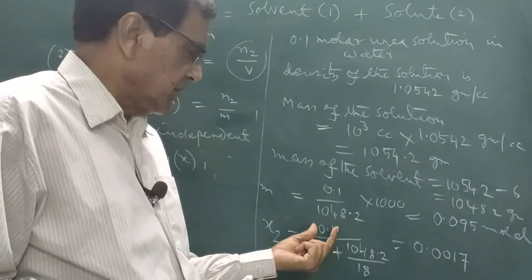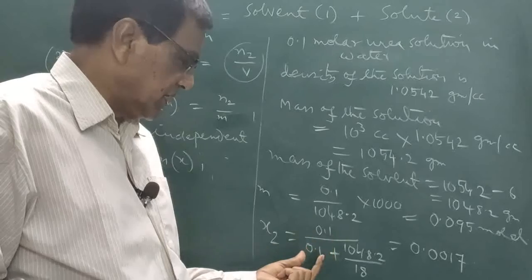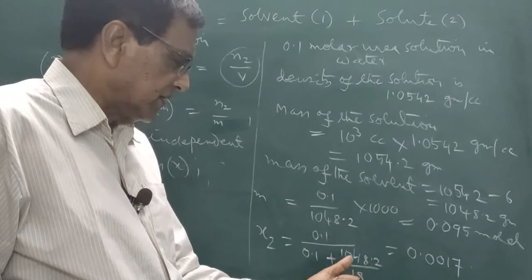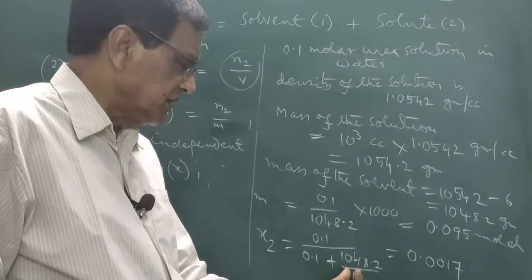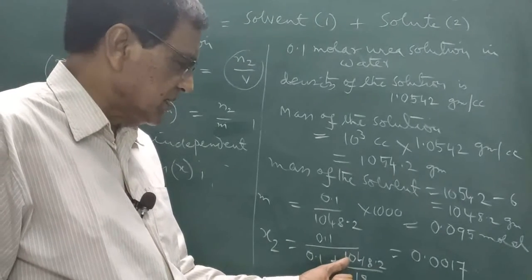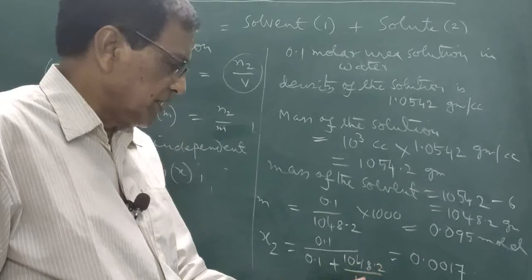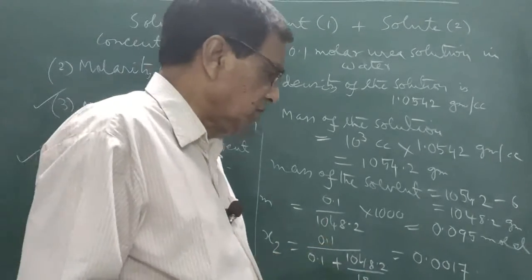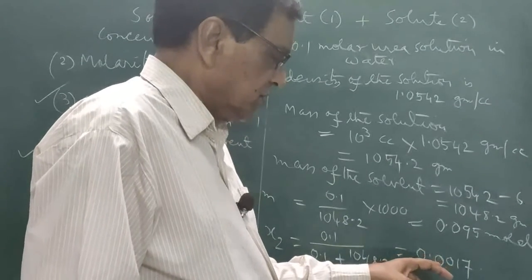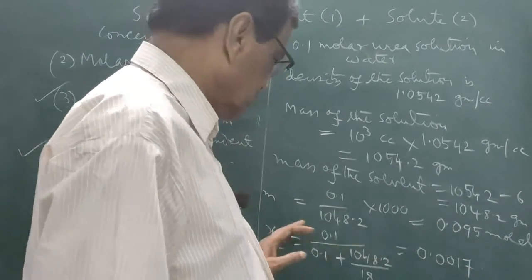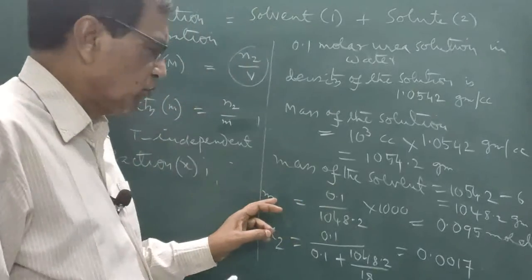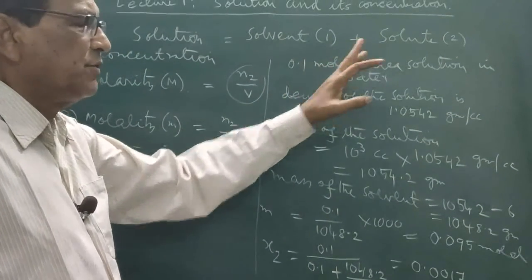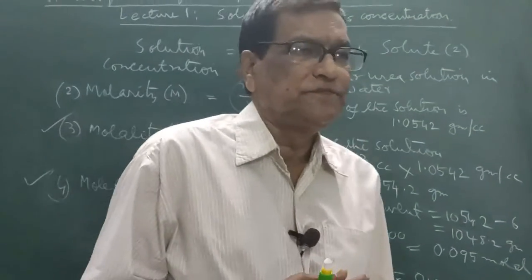And if we would like to get the mole fraction, x2 will be equal to the number of moles of the solute divided by the number of moles of the solute plus the moles of the solvent, and the number of moles of the solvent is equal to 1048.2 divided by 18, where 18 is the molar mass of water. So this will give you 0.0017. So this will be the mole fraction, and this will be the molality of the solution, which is a 0.1 molar urea solution.